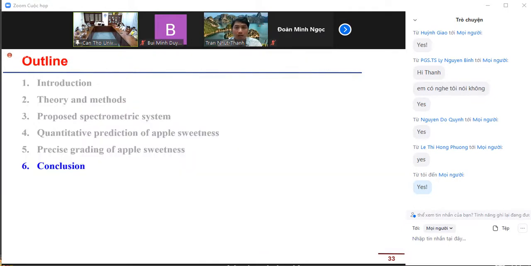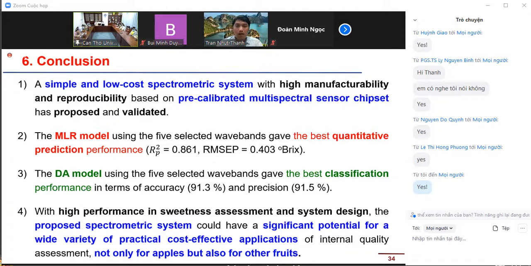And conclusion, a simple and low-cost spectrometric system with high manufacturability and reproducibility based on multispectral sensor chipset has been robust and validated. For quantitative prediction of apple sweetness, the MLR models using 5 selected wavebands give the best performance. And for classification of apple sweetness, the DA model using 5 selected wavebands also gives the best performance.